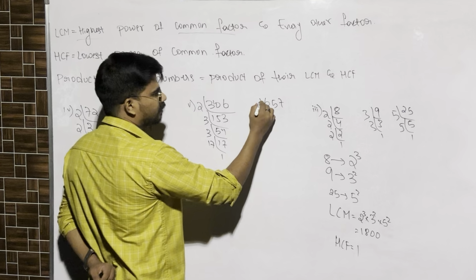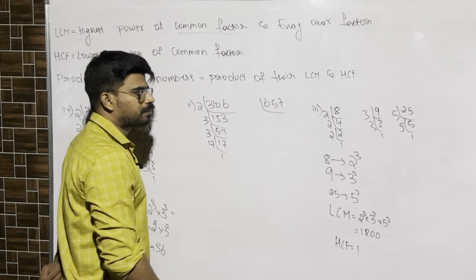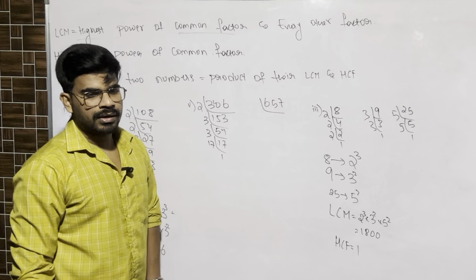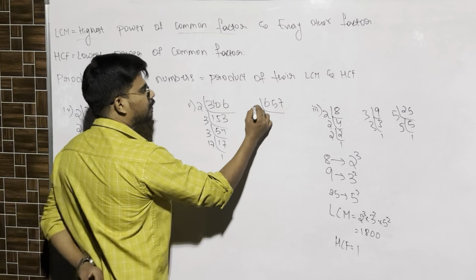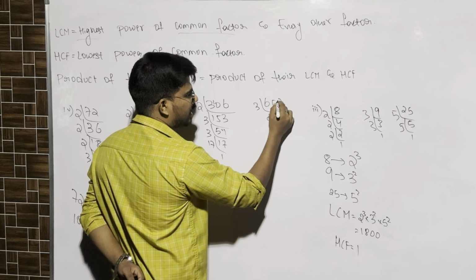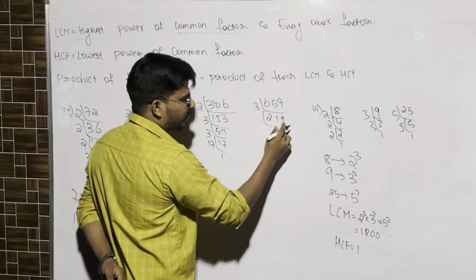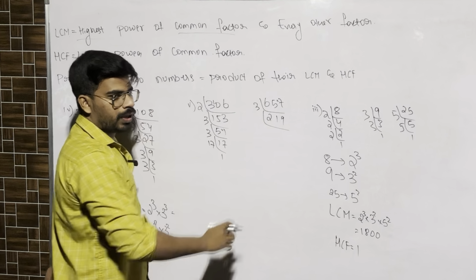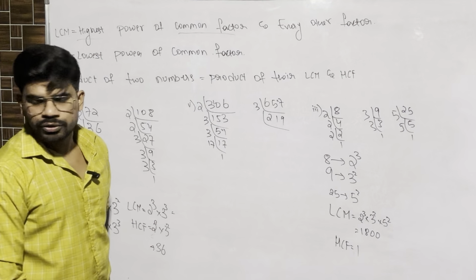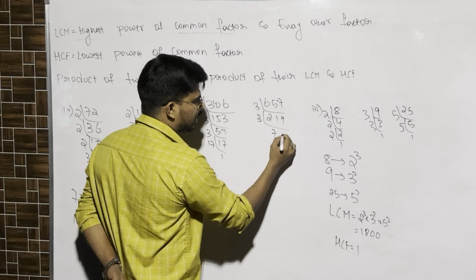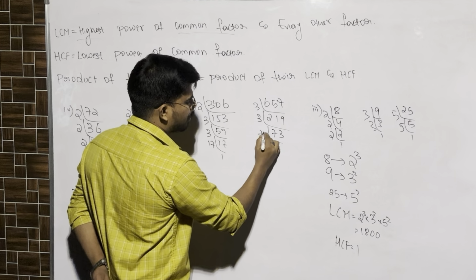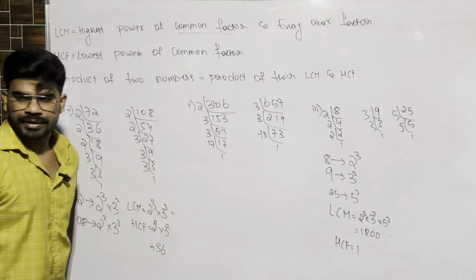Leave it there. Next, 657: 6 plus 5, 11, 11 plus 7, 18. Is 18 there in 3? Yes, so this number will also be there. 3 2s are 6, 3 1 is 3, 3 9s are 27. 219: 2 plus 1 plus 9, 12. 12 is there in 3, so this number will also be there. 3 7s are 21, 3 3s are 9. 73 is a prime number, it does not go in any number. 73, you leave it there.